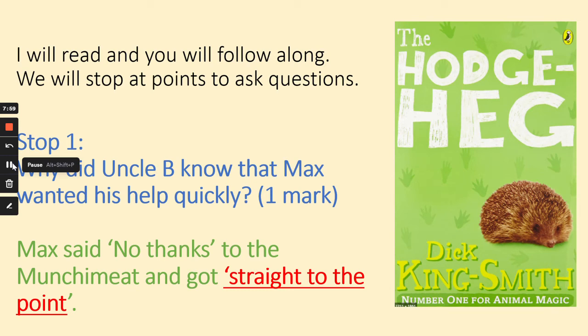Well done, everybody. Why did Uncle B know that Max wanted his help quickly? Max said no thanks to the munchy meat and got straight to the point. Very good. There's your short, snappy answer. I've underlined and made red the key words there because those words are taken straight from the book. Give yourself a tick if you got that answer, or pause the video and make some changes if your answer needs a bit of work.